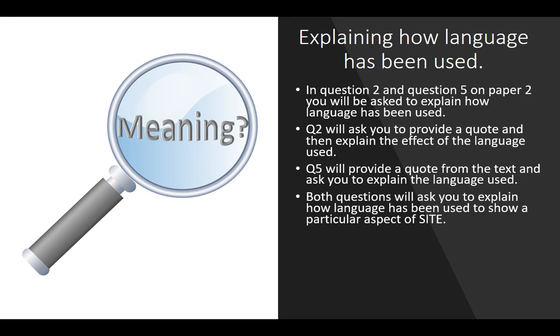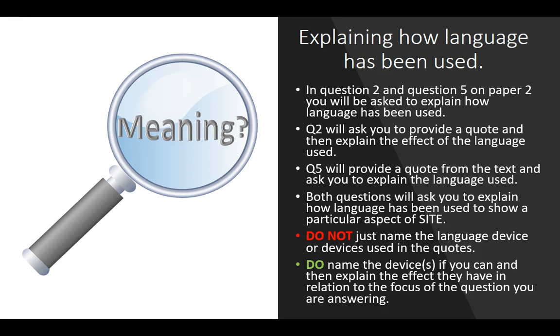Both questions are going to ask you to explain how the language has been used to show a particular aspect of sight, and as we've just seen with question 2, that is very, very particular. Do not just name the language device or devices used in the quotes. You will get no marks. Even if you name the correct device using the correct technical term, if you haven't explained the effect of that device in relation to the question, you won't get the mark. What you do need to do is to name the device if you possibly can, and then explain the effect they have in relation to the focus of the question that you are actually answering.